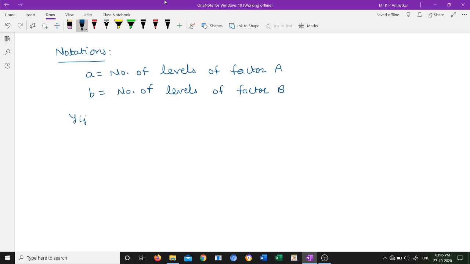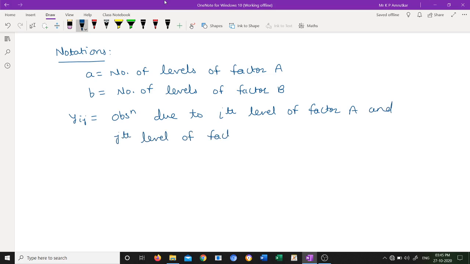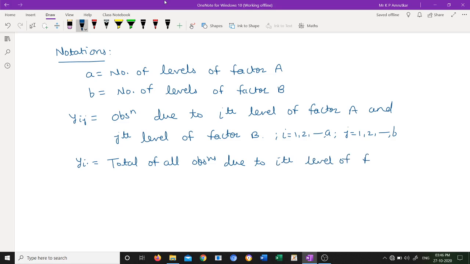Yij, we have already seen this. Yij means the observation due to the ith level of factor A and the jth level of factor B. Here i is running from 1 up to A and j is running from 1 up to B. Yi dot means the total of all observations due to the ith level of factor A.